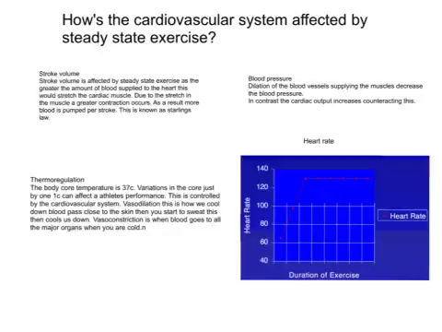Blood pressure. Dilation of the blood vessels supplying the muscles decreases the blood pressure. In contrast, cardiac output increases, counteracting this.